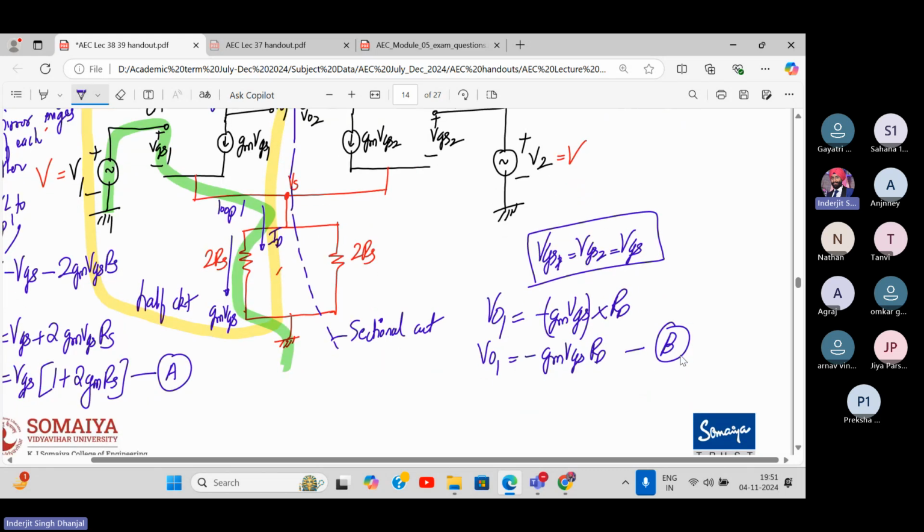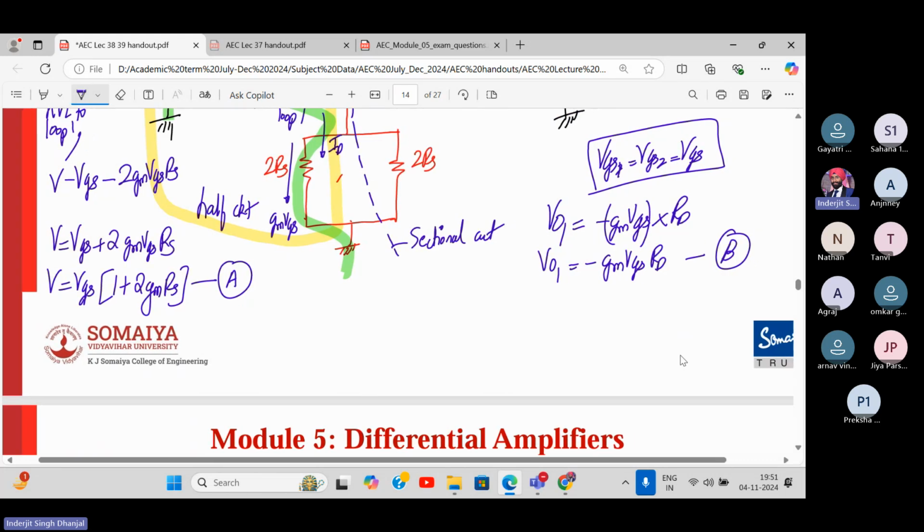Okay, fine. We have VO1 and we have V, total V. Tell me, what is the common mode input given by VCM? It's V1 plus V2 divided by 2. What is V1? V. What is V2? V. By 2, it is how much? V only. So VCM voltage is V alone.